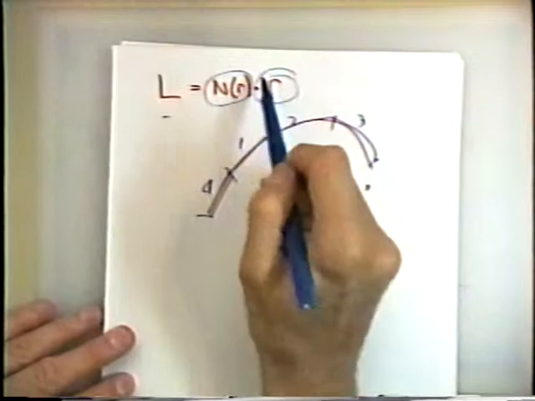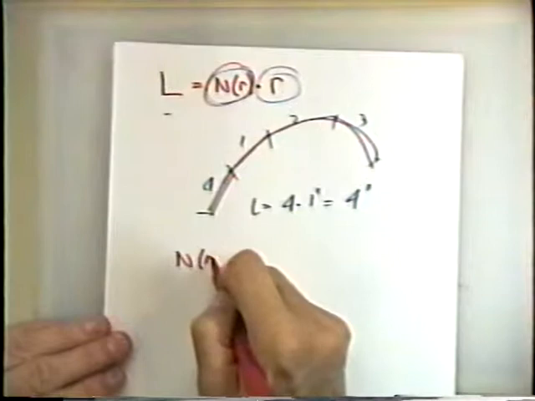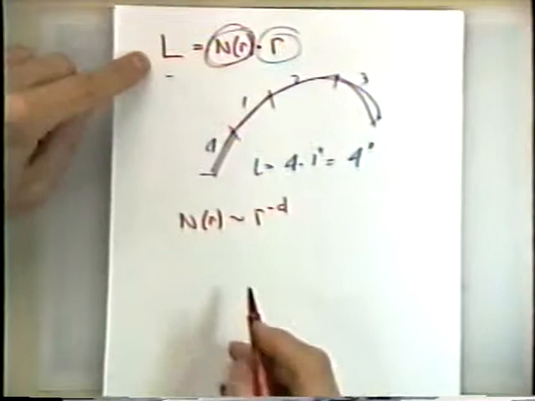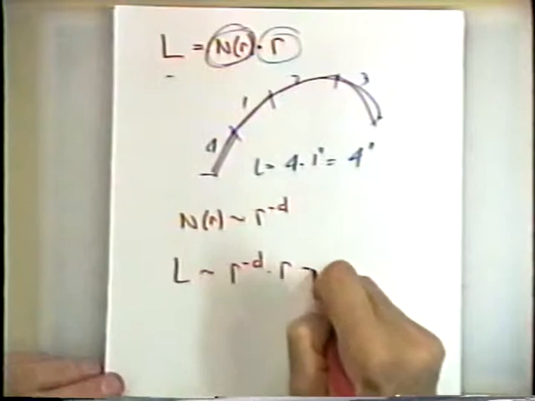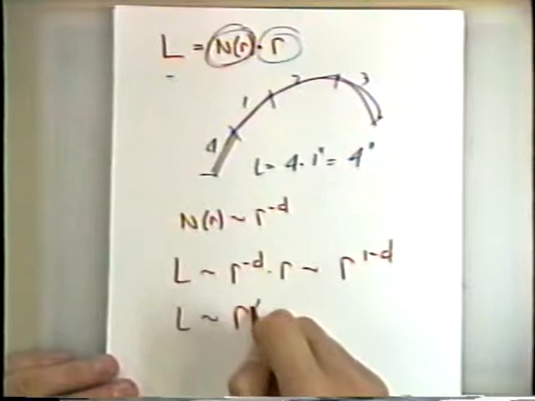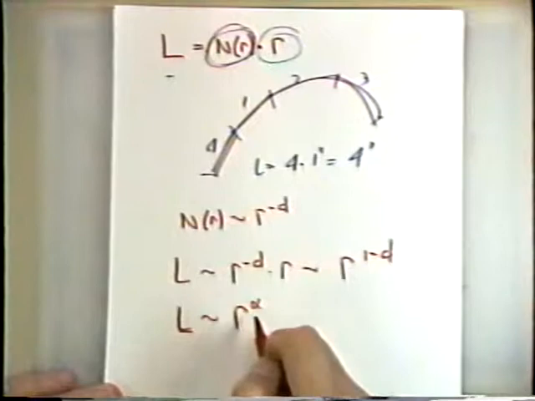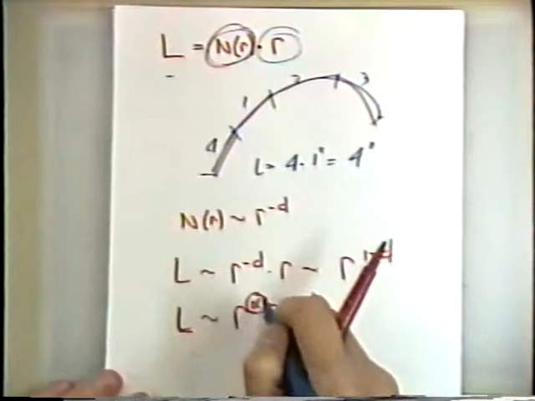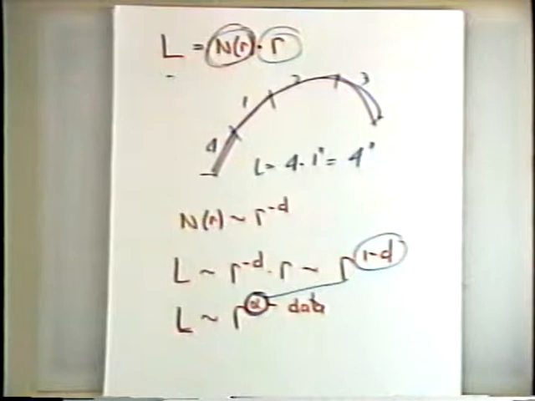And how does the number of pieces depend on dimension? We said the number of pieces is like r to the minus d. So this means that the length goes like r to the minus d times r, which is r to the 1 minus d. So if we actually measure how the scaling depends on resolution, if we measure that it is like r to the alpha, where we get this from the data, from the experiment, then we could see that this alpha is equal to 1 minus d, and from that we compute the d. And that's what the slide is going to show.